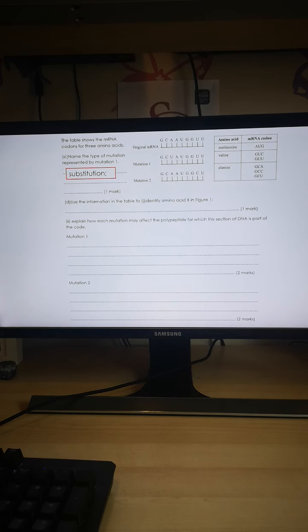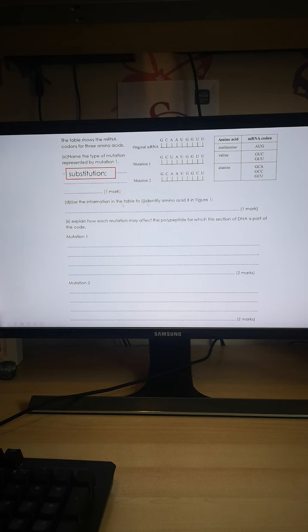Okay, to look at these and to see what kind of mutation. So always look for the change, and then is that the only change, or has there been a frame shift? So in this case there hasn't been any frame shift. That's one base change, and so it says substitution.